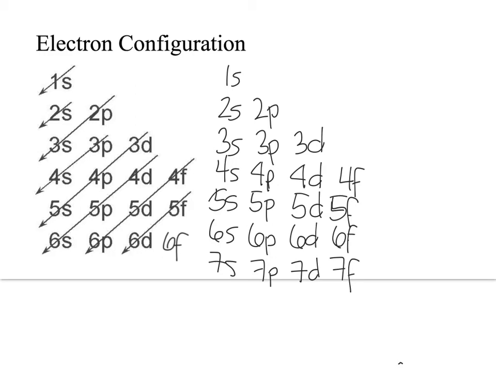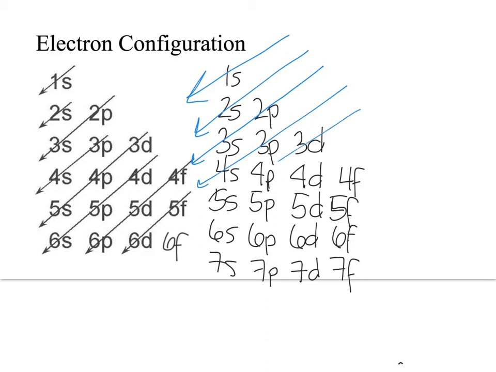And now we draw our arrows. The arrows typically kind of confuse people, but hopefully this will make sense. First one goes through 1S, second goes through 2S, then 2P to 3S, and so on and so forth.